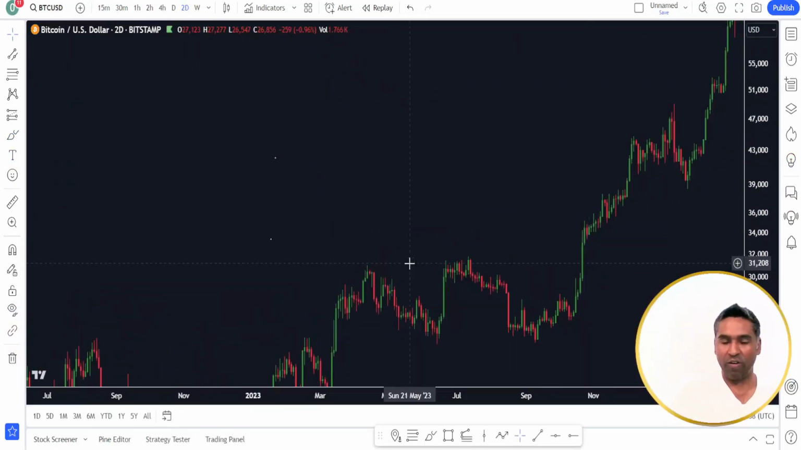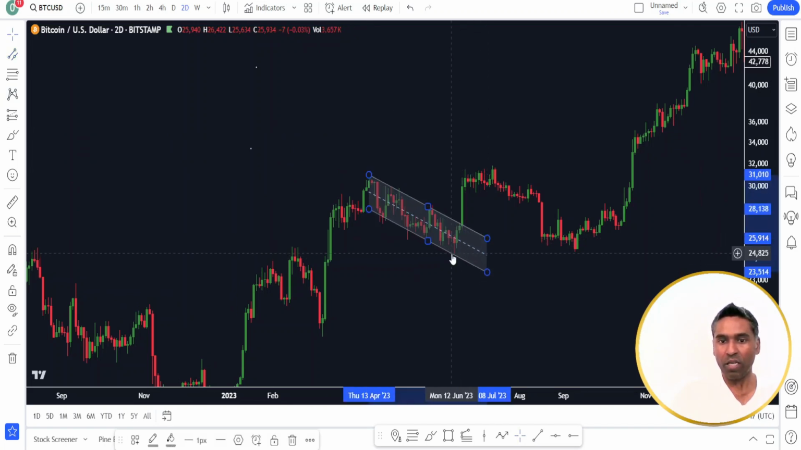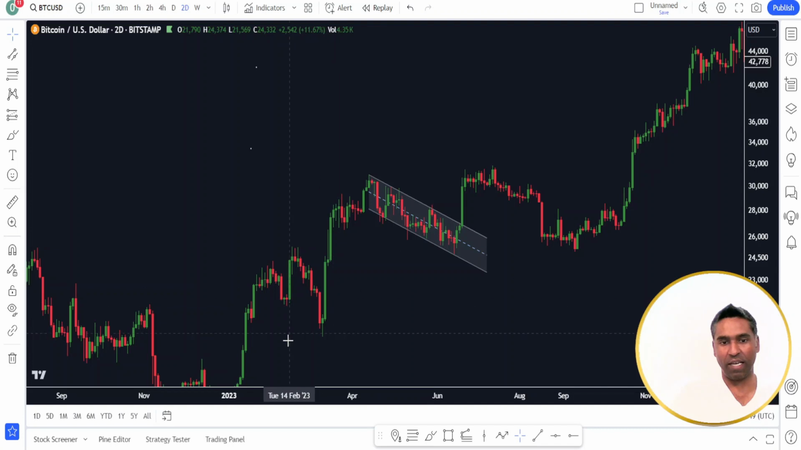How do we identify the patterns here? So we have already identified that this is a flag. So how will we enter this flag? Let's draw this flag. So this is a flag. We have two options here. Because the trend is towards the upside, we enter on the support, or we enter on the resistance when it's broken.